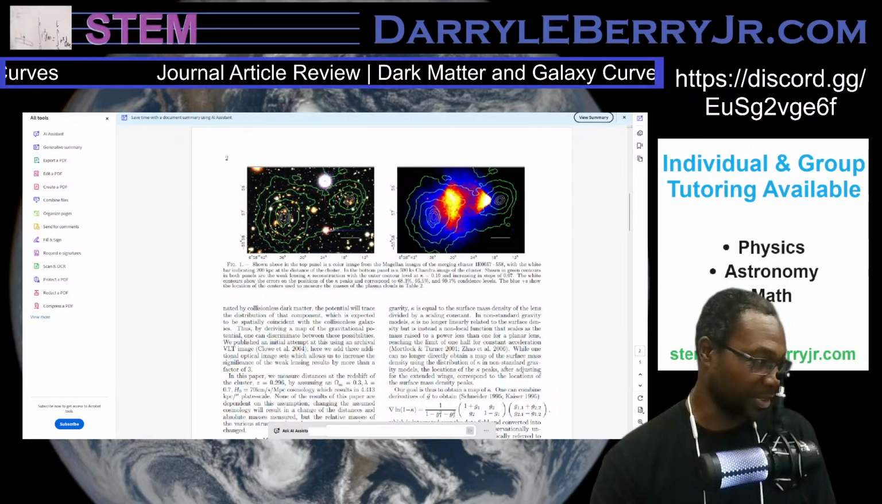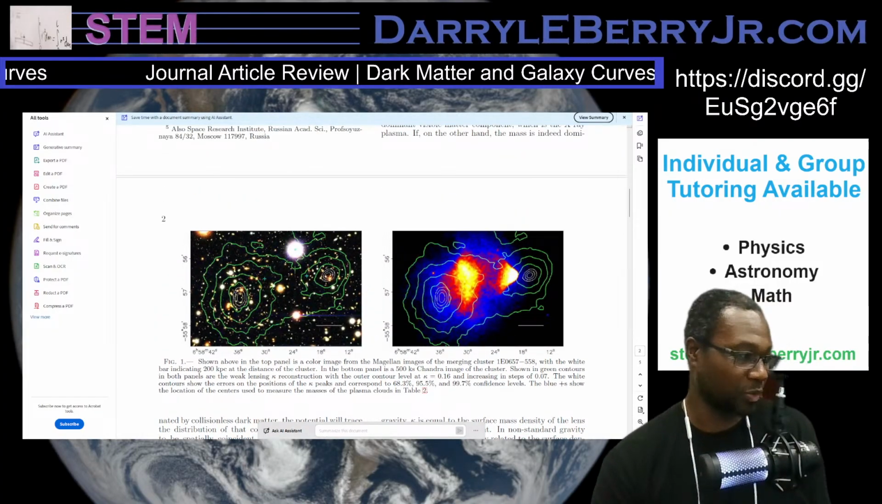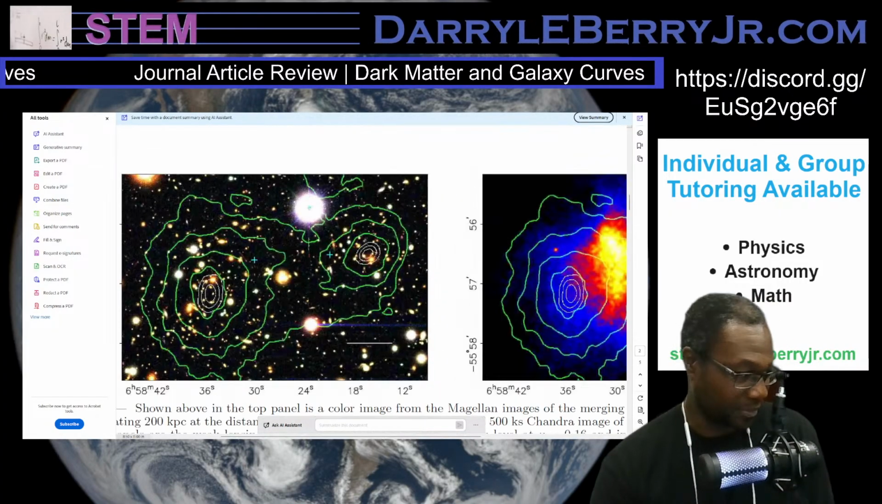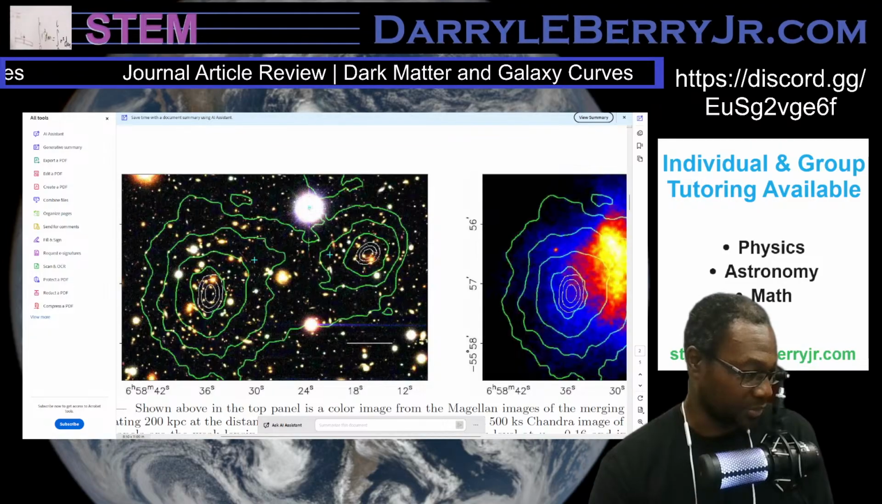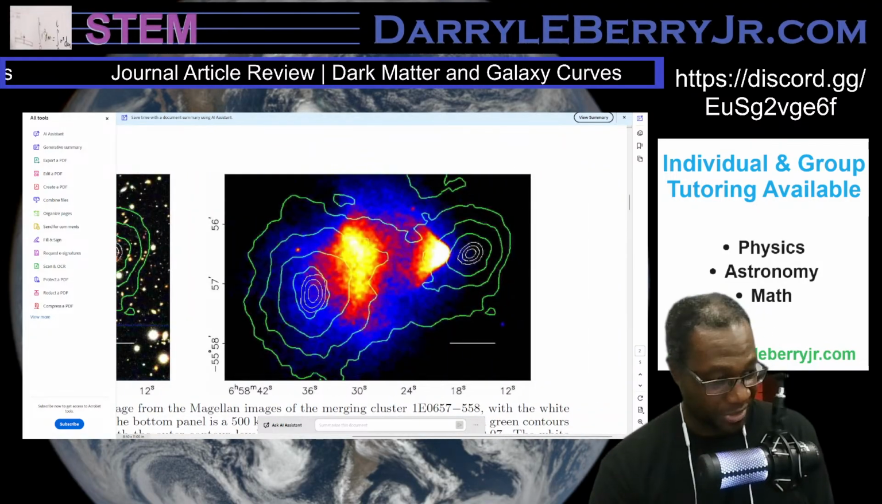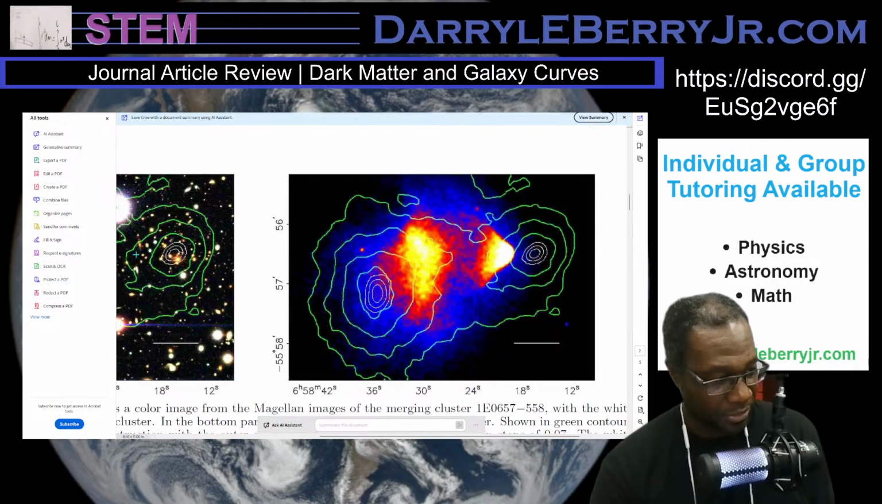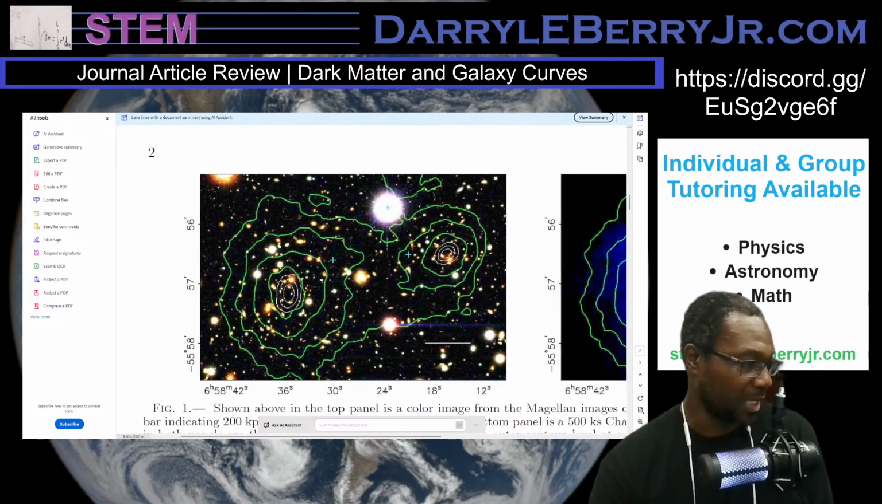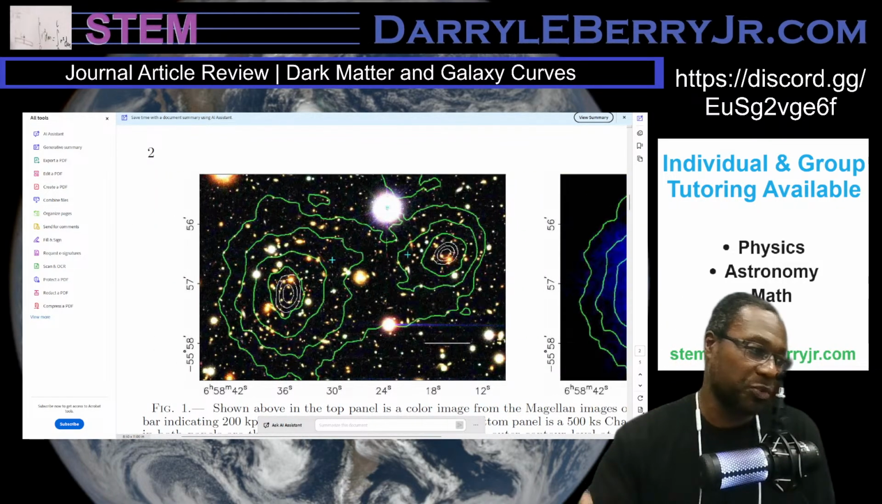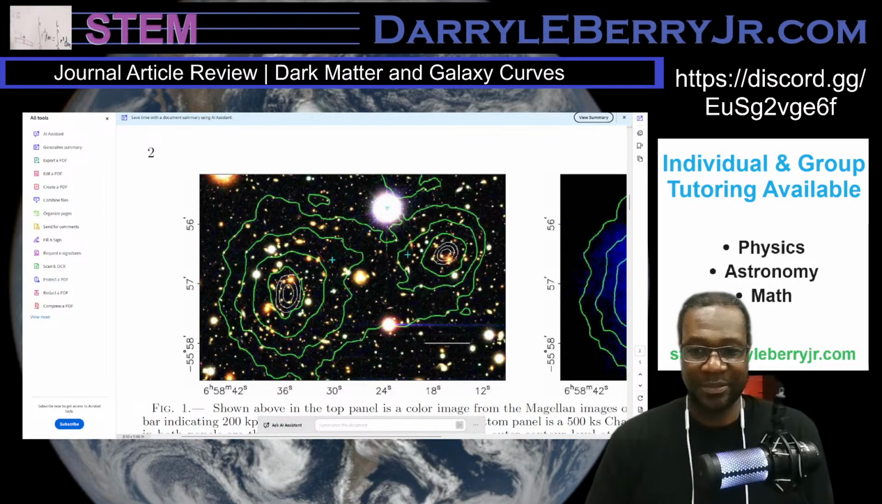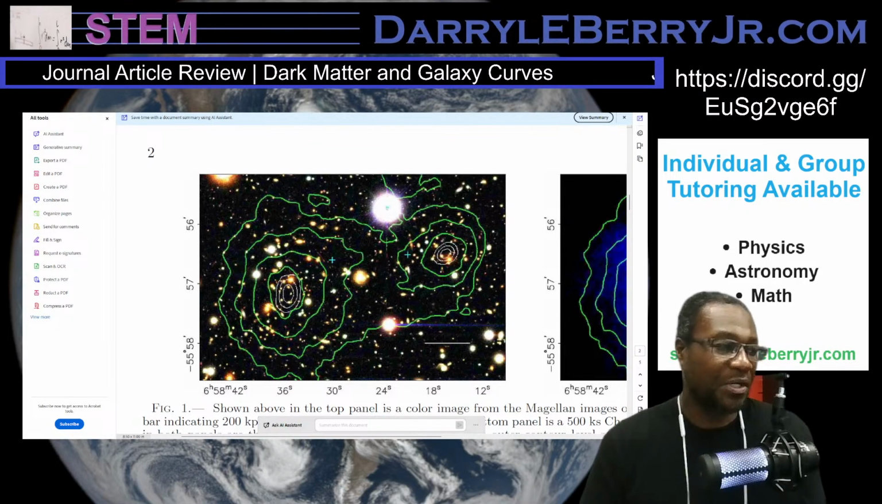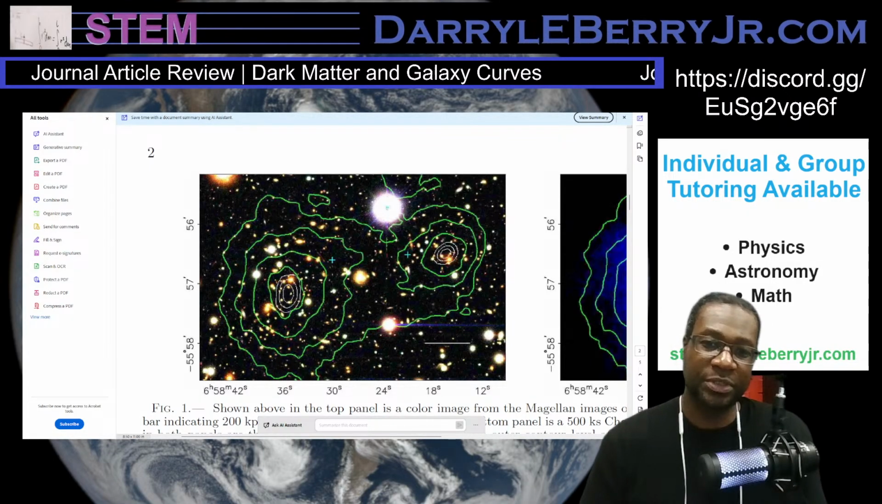If you look here, this actually shows the gravitational lensing. So again, on the left, you see the stars. On the right, you see the plasma that we saw. And the green contour lines, those are the lines from the actual gravitational lensing. So what scientists did was they analyzed the image very closely.